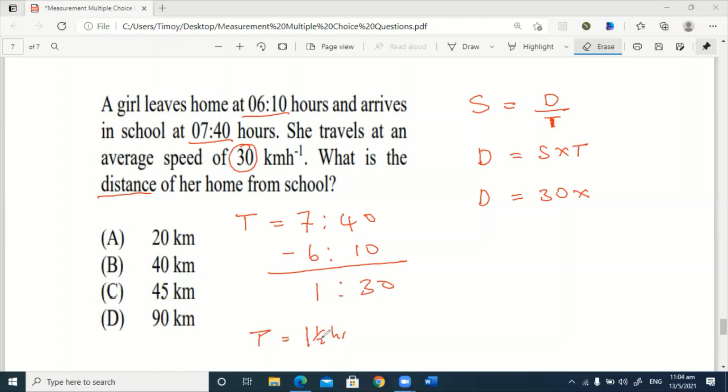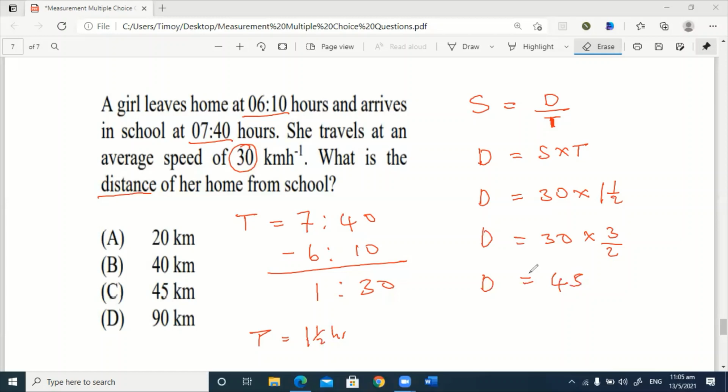So since we know that the time is 1.5 hours, then it's just a matter of multiplying 30 by 1.5, right? So distance is going to equal 30 times... We can quickly change this mixed number to an improper fraction, and 1.5 is just the same thing as saying 3/2, right? And that makes it easier to calculate here. So what's half of 30 here? Half of 30 is going to be 15. And what's 15 times 3? That's going to be 45.